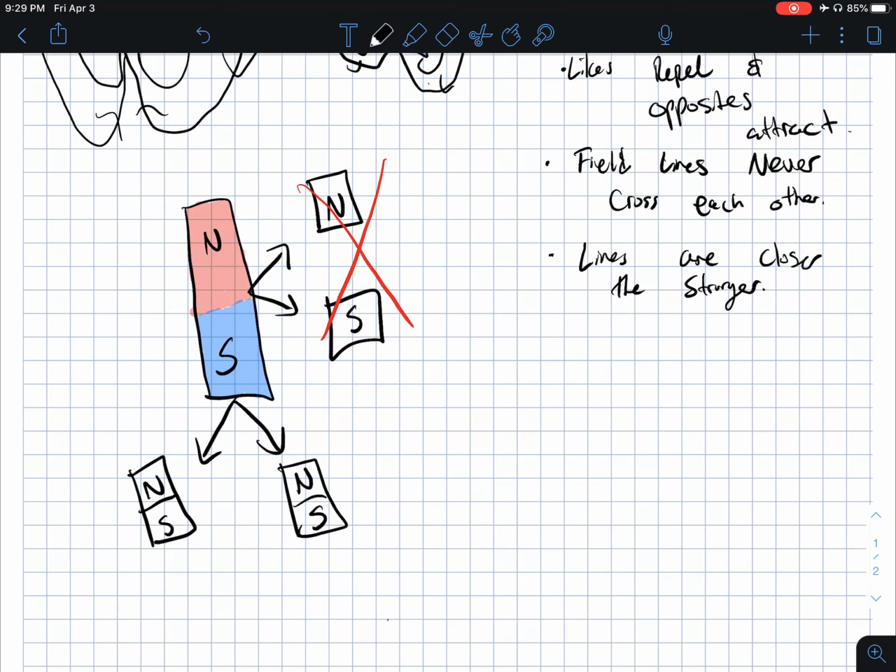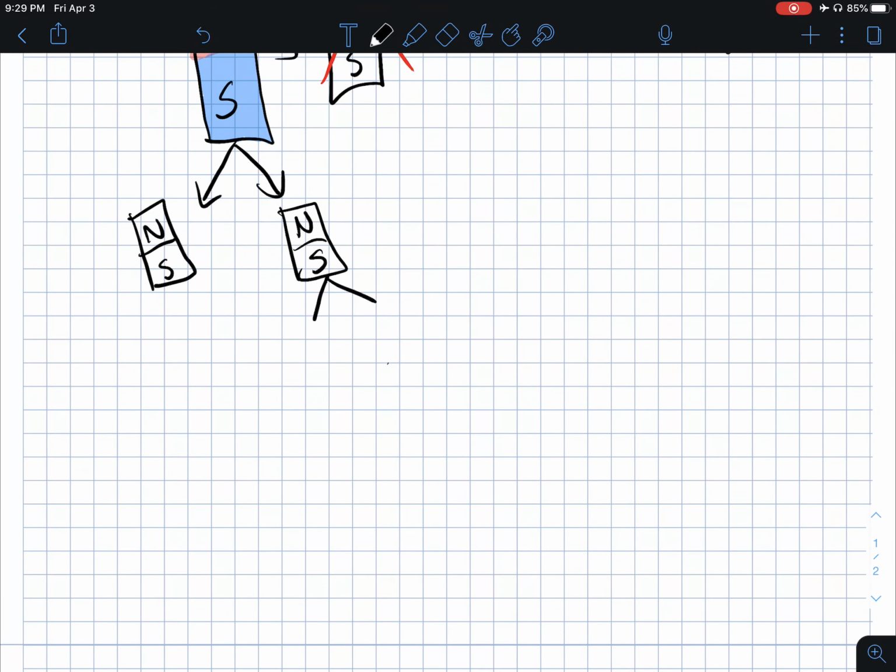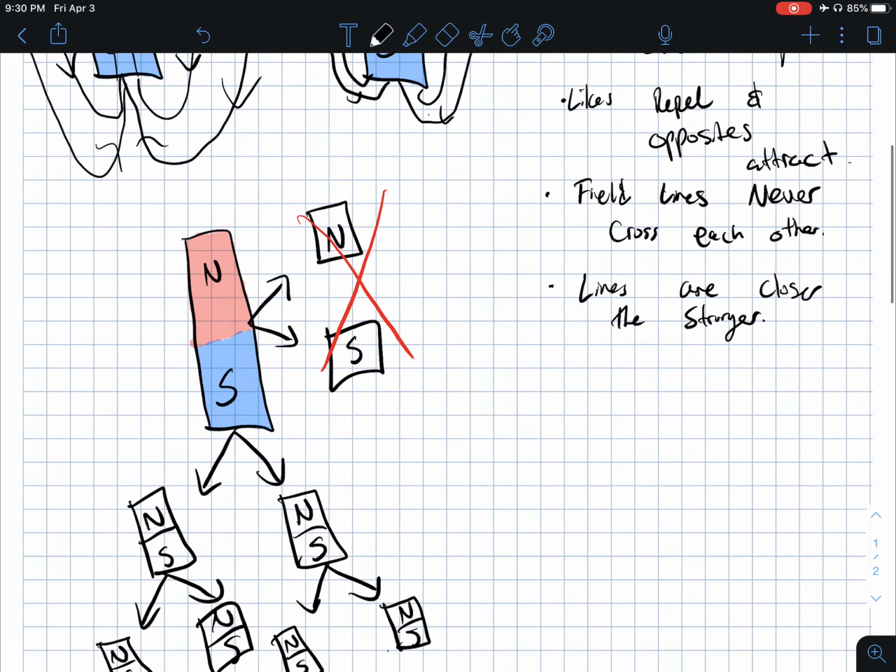There is no such thing, or at least scientists have not found monopoles, where it's only a north or only a south end. They always have two. It's always a dipole. So if you were to break these magnets once more, you would still end up with even smaller magnets with a north and a south, and same thing for these ones over here. So no matter how many times you break them, you're always going to have two. You're always going to have a north and a south. It'll never be like we see up here with one north and one south.